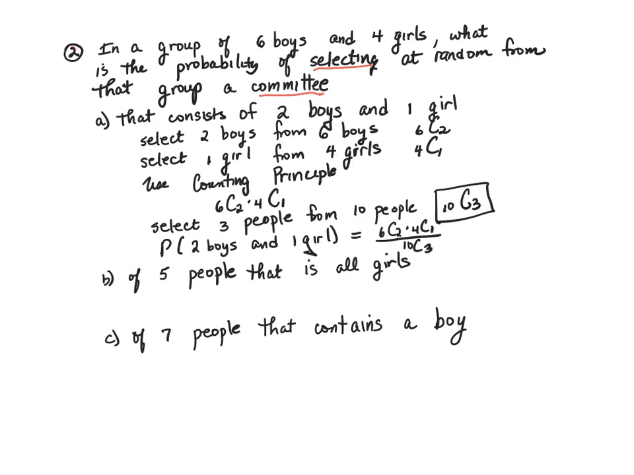And if we compute this, we get 15 times 4 divided by 120. I'll leave this up to you, and the answer is 1/2. So this is our answer. Okay, let's look at part B. In part B, we want to form a committee of 5 people that contain all girls. Well, let's think about that. There are only 4 girls in the group. So it's impossible to form a committee of 5 girls.